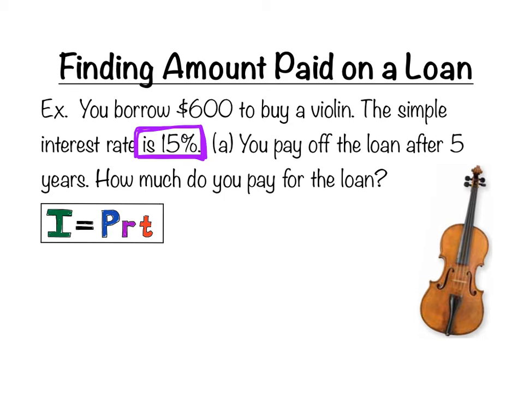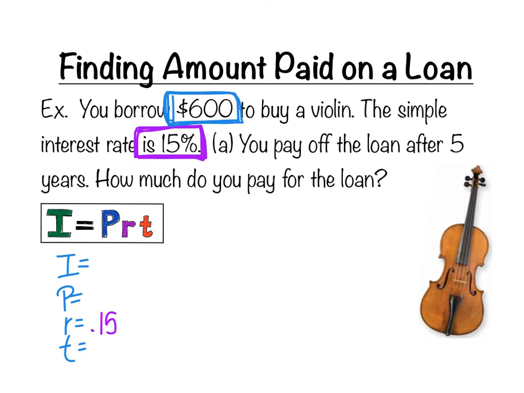And you can see we've got a 5% interest rate. I'm going to go ahead and write down I equals, P equals, R equals, and T equals. And we're going to plug in 0.15 for our interest rate because that's 15% as a decimal. It says that you borrow $600 to buy a violin.